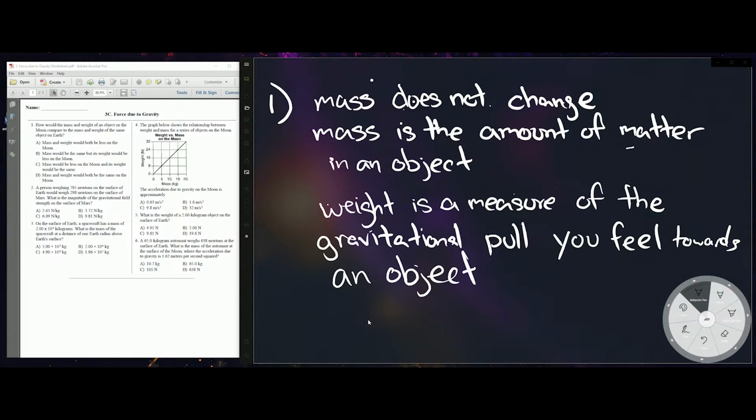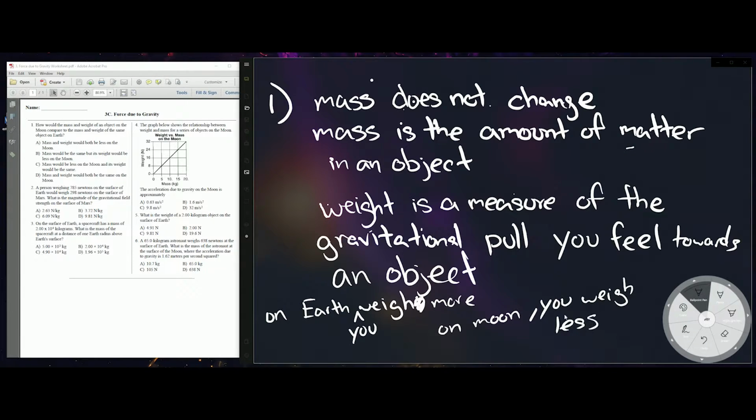The moon has less gravity, so you're going to weigh less because it's pulling on you less. You're going to weigh less on the moon. So on Earth you weigh more, and on the moon you weigh less. All right, so the answer would be B. Answer would be B.